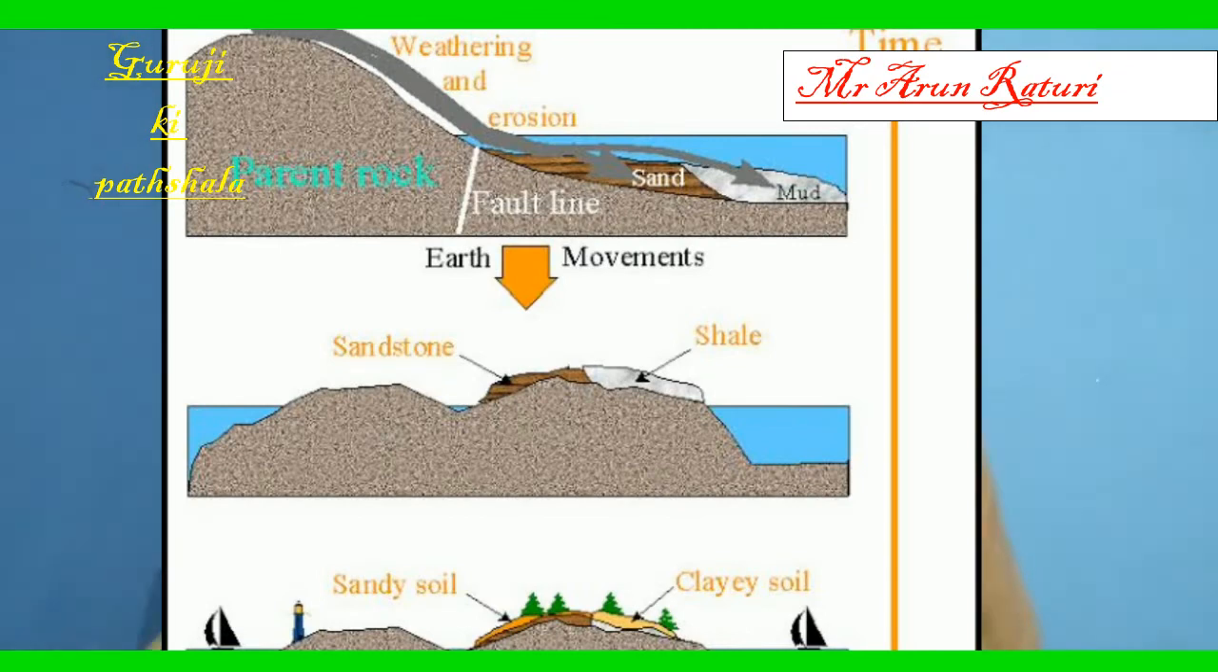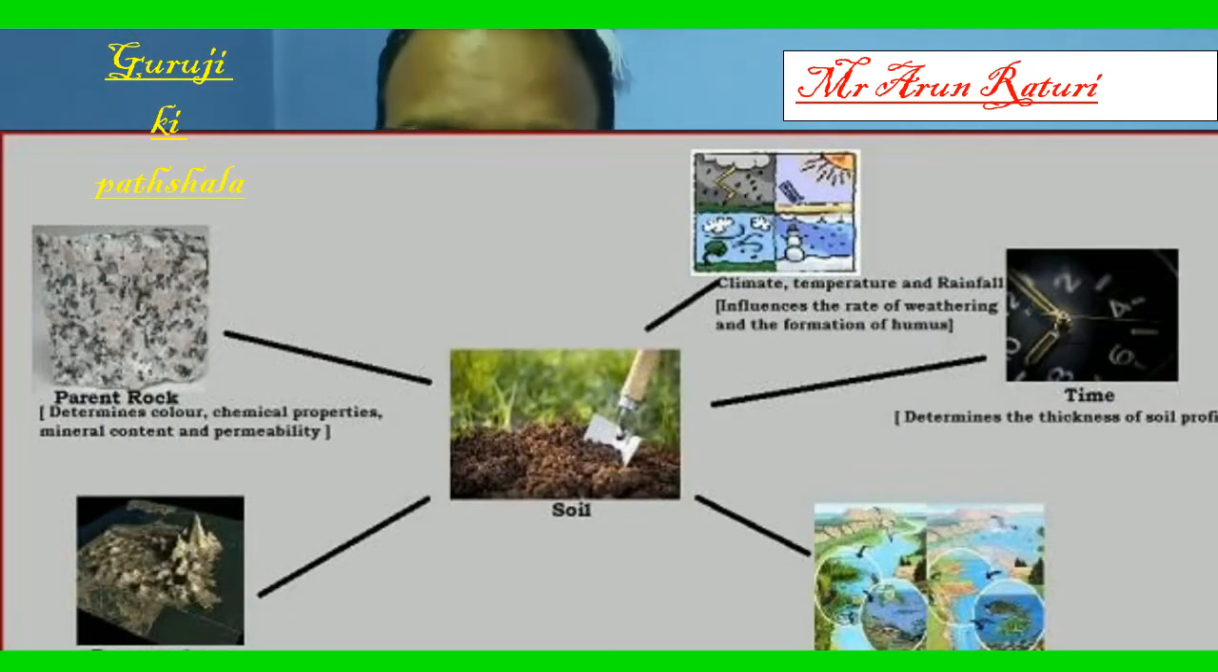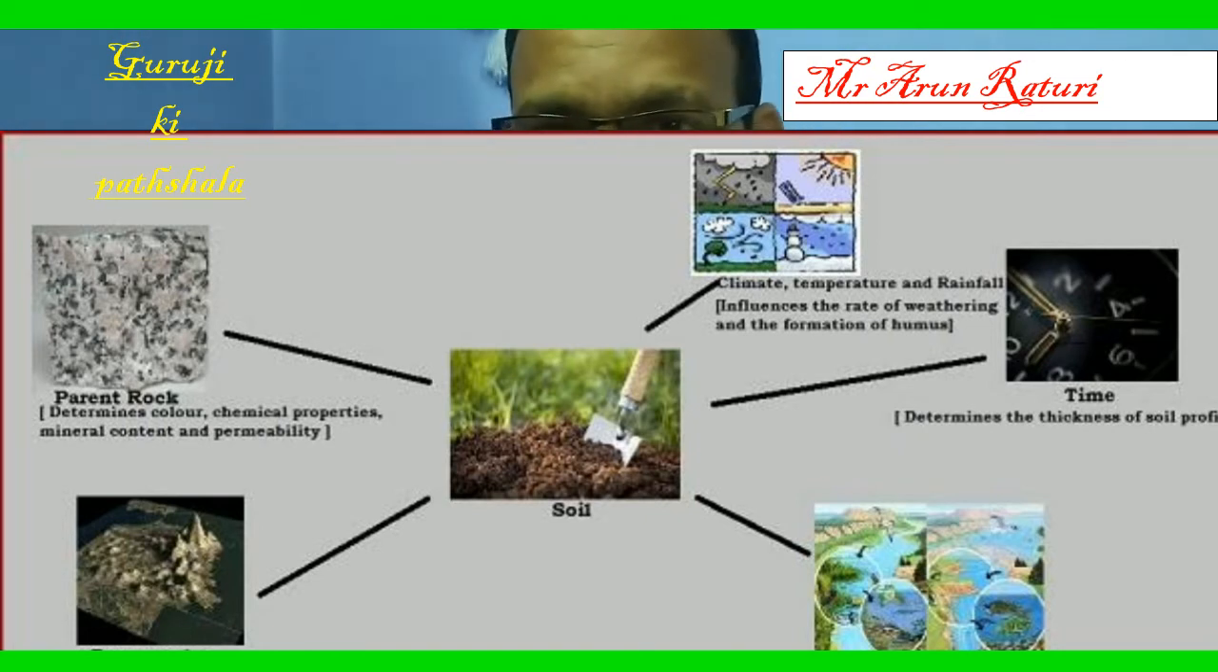What are those certain factors? They are parent material. Parent material means the rock from which the soil is formed. There are many methods by which soil is formed from rocks. When a big rock breaks down into small particles, then soil is formed, and the quality of that soil depends on the parent rock. The process of weathering is mostly responsible for the formation of soil.